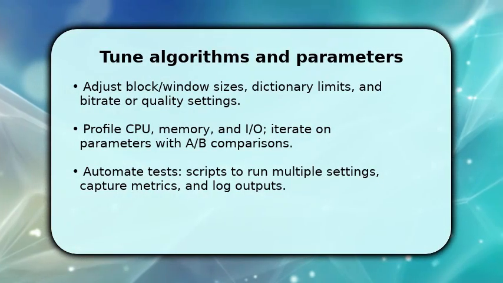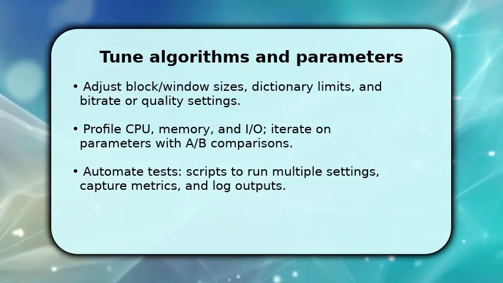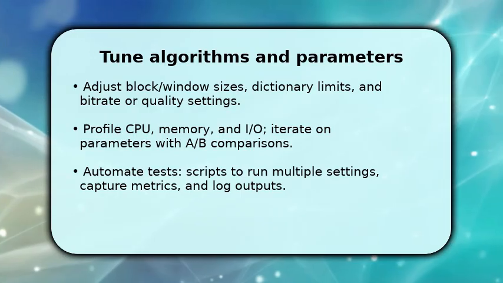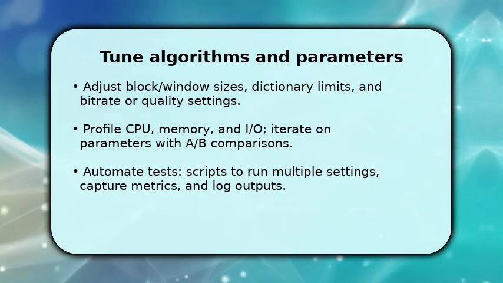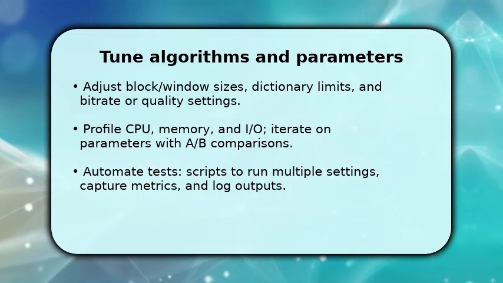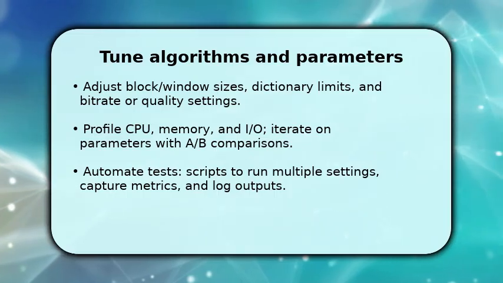Now you tune the algorithm. Start with block or window sizes and dictionary limits. These control compression ratio versus memory. Then modify bitrate or quality targets for lossy codecs, watching visual or signal impact.